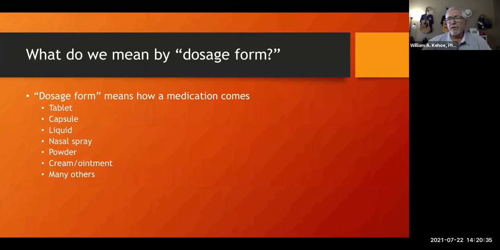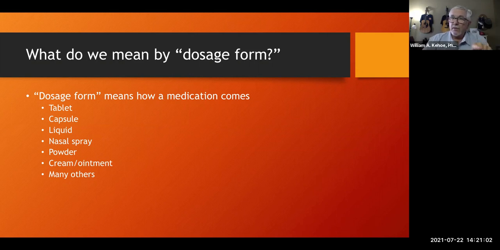Now, when you hear us pharmacists talk about a dosage form, what is it that we mean? Well, we're talking about how does it come? Does it come as a capsule? Does it come as a tablet, a liquid, or these various things on the slide? There are a lot of medications that are given inhaled, whether it's in the nose or through the mouth into the lungs, etc.